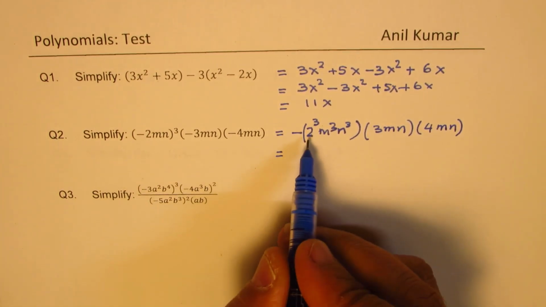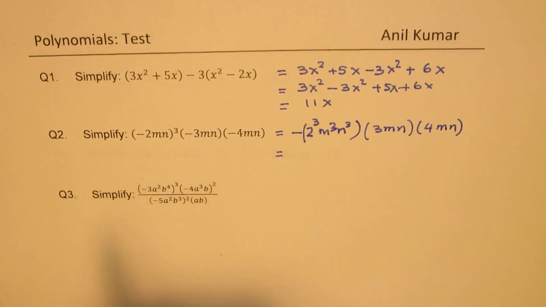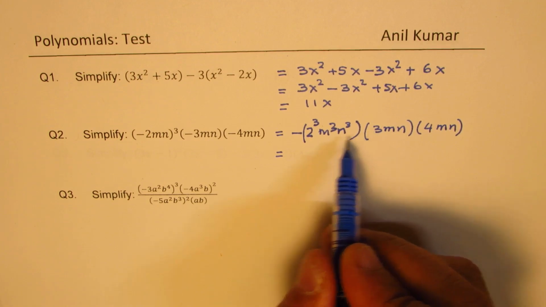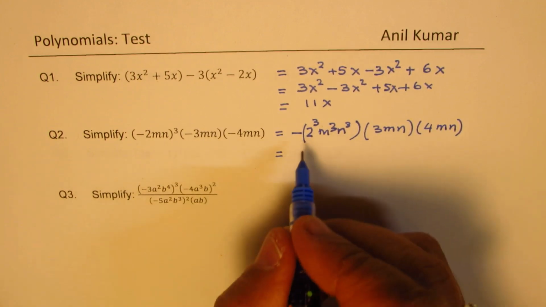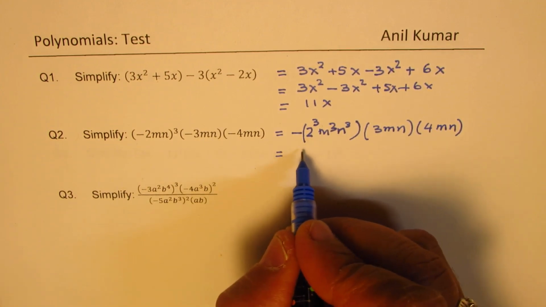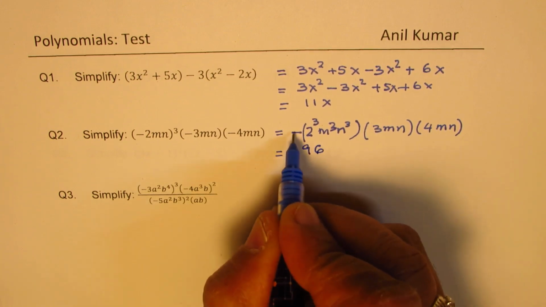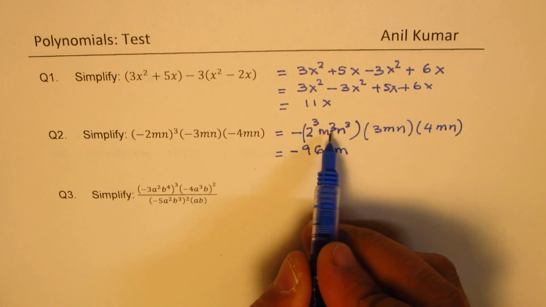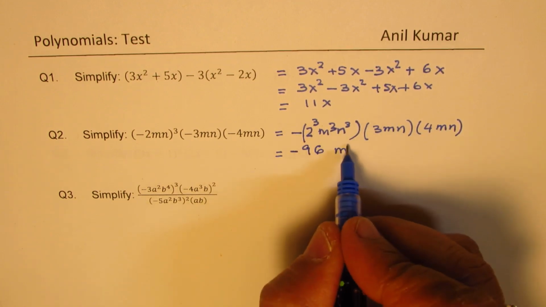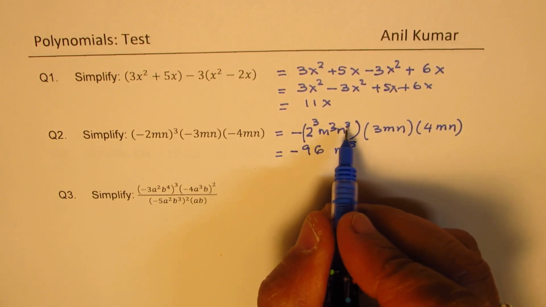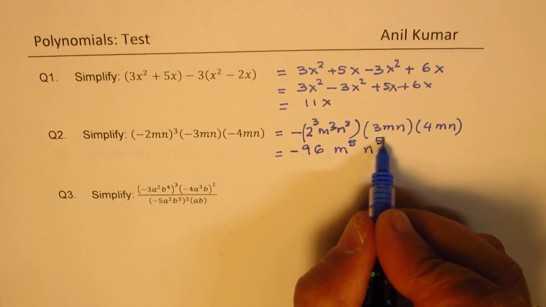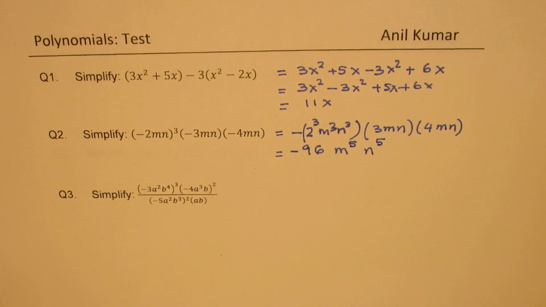Now when you multiply, 2 cube is 8. So 8 times 12, 4 times 3 is 12, right? So you have 8 times 12, which is 96, right? With a negative sign. As far as m is concerned, add the powers. 3 plus 1, 4 plus 1, 5. And n powers are 3, 1, and 1, again 5. So that becomes your answer.